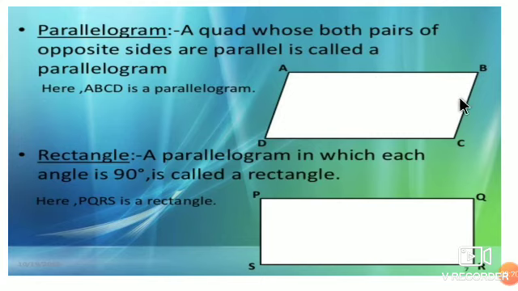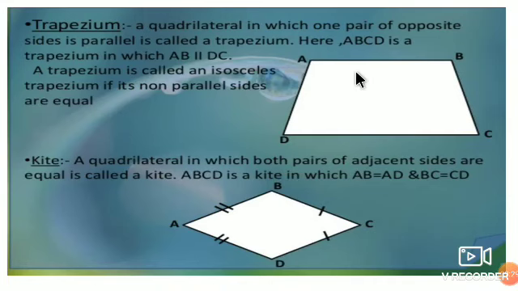Here both pairs of opposite sides are parallel. These two are parallel, these two are parallel. So it is a parallelogram. In a trapezium, only one pair of opposite sides is parallel to each other. This is the pair of non-parallel sides.